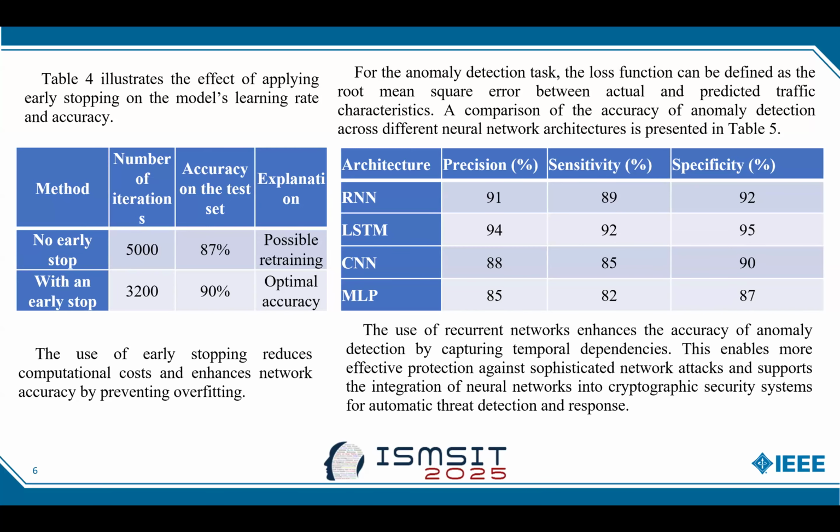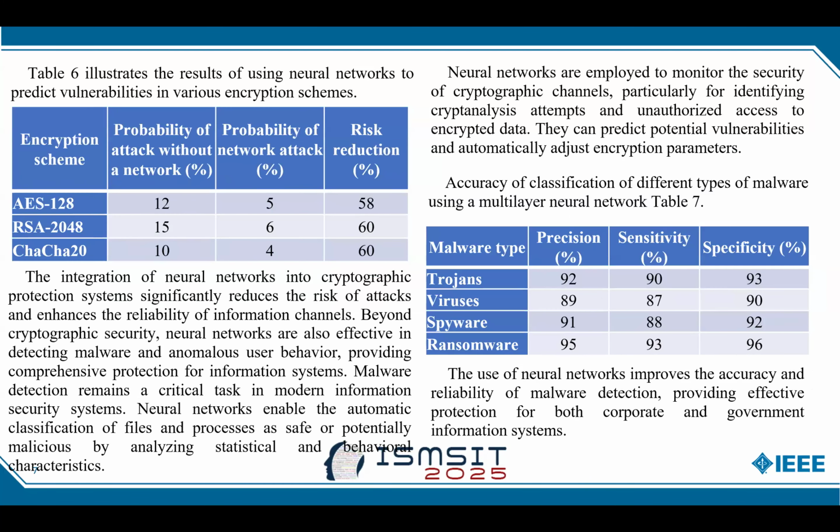for automatic threat detection and response. Neural networks can predict vulnerabilities in encryption schemas, reducing the risk of attacks and improving the reliability of informational channels.